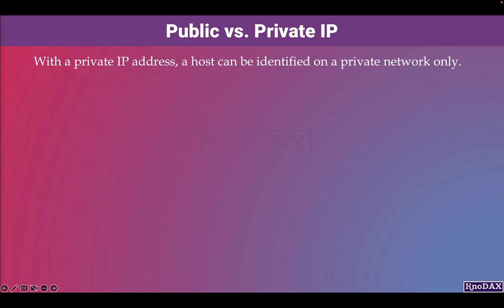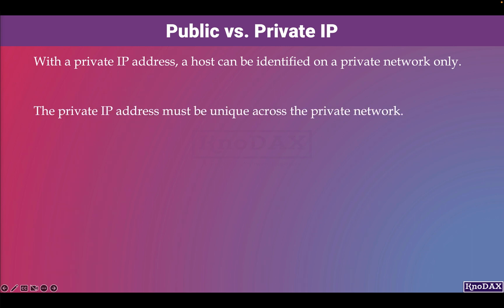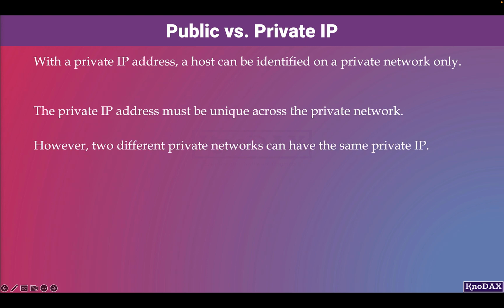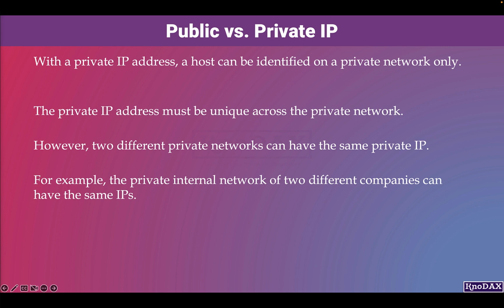Regarding private IP addresses, with a private IP address, a host can be identified on a private network only. The private IP address must be unique across the private network. However, two different private networks can have the same private IP. For example, the private internal network of two companies can have the same IPs.